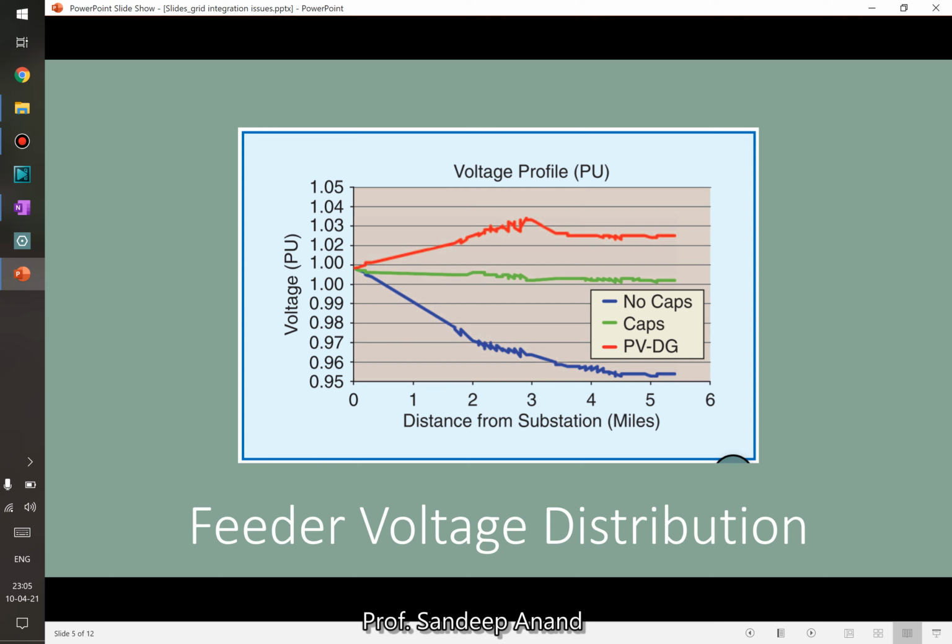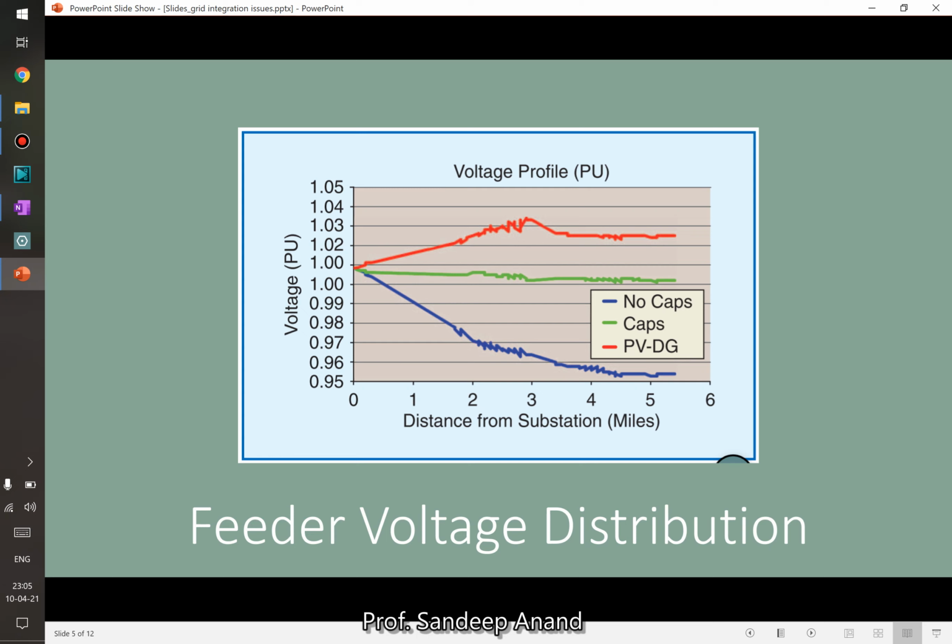Now after that, as we move along, if you see the blue one, the voltage is continuously reducing as we are moving farther and farther away in the feeder. So the blue one is without cap. If you add cap at specific locations, one can ensure that the voltage profile in the feeder is almost constant. As we move along the distance, the voltage still almost remains constant.